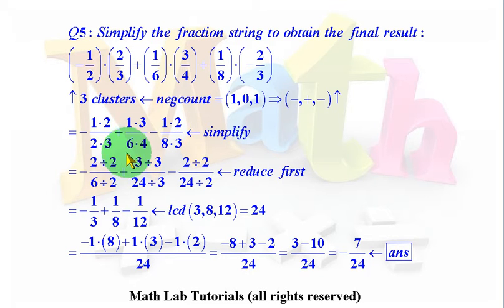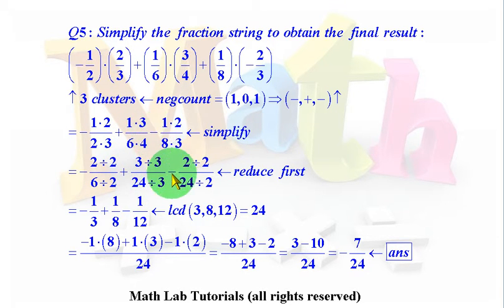And now we simplify each cluster. You drop the minus sign down, you get a 1.2 is 2, there it is. 2.3 is 6, there it is. And then we'll go on. A 1.3 is 3, there it is. 6.4 is 24, there it is.